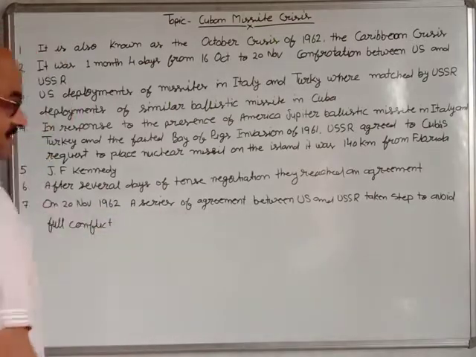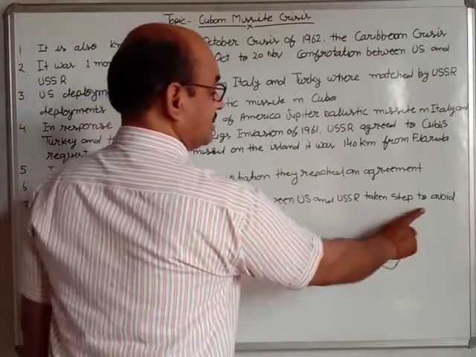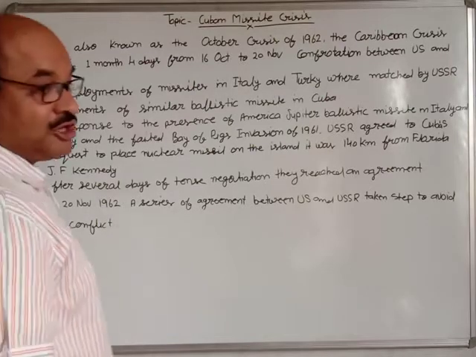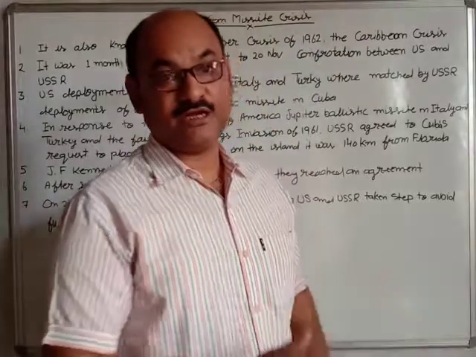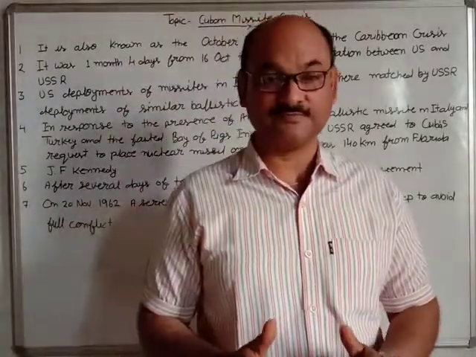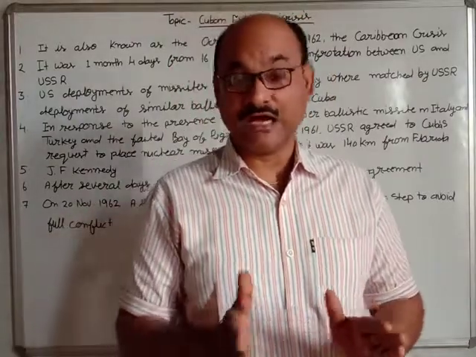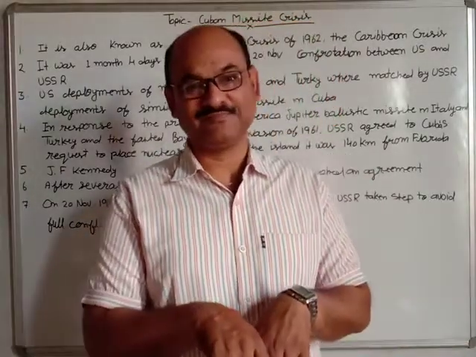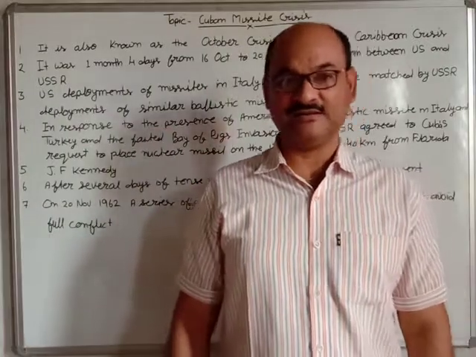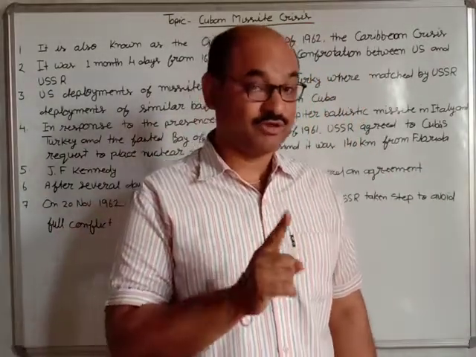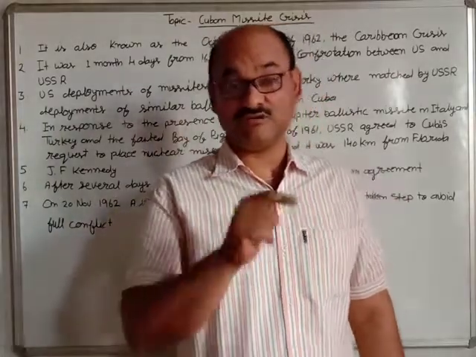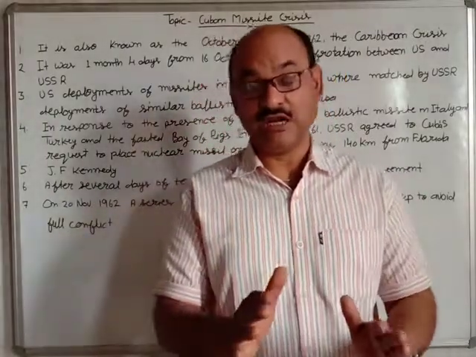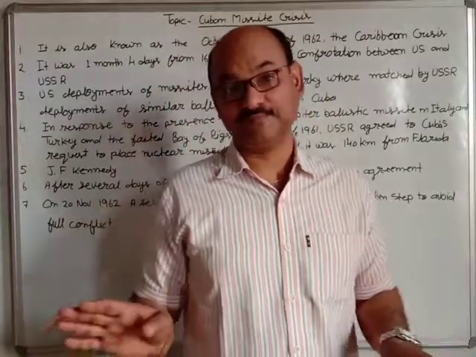A series of agreements between the US and the USSR took steps to avoid full conflict. On 20 November 1962, both leaders sat together in one place and took a decision: we are not going for war. Then tension decreased. They signed a series of agreements. I said both are very clever countries. They do not fight directly, because both understood that if there was fighting, the development and progress of both countries would be destroyed.